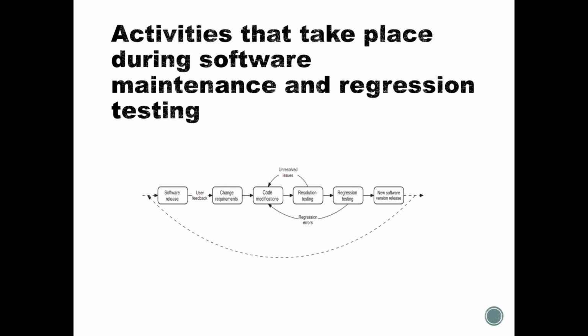So after the testing is complete, the new version of the software is going to be released, and it will again go through the same cycle. If you see at the end, a new software version is released, and then from release it goes back to user feedback. Then again, some change requirements are going to come because of some failure, or the user wants to add new features, and this cycle will go on again and again.